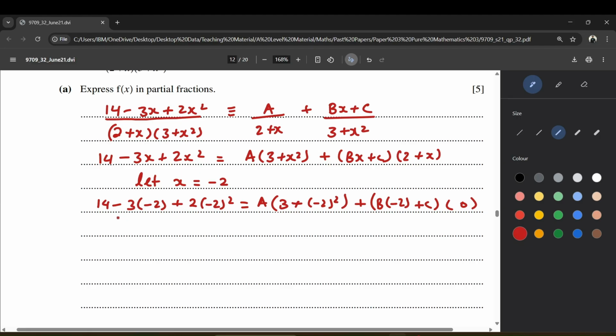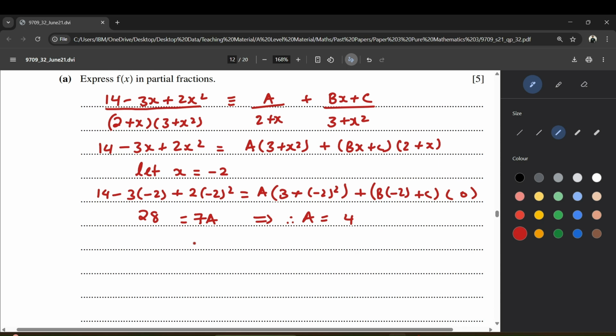So now we will simplify this. So here we have 14 minus 3 minus 2, that will be plus 6. So 14 plus 6 is 20, and 2 square, that is 4. 4 times 2 is 8. 8 plus 20, so that should give us 28. Then here we have 3 plus 4, so that should be 7a. So therefore the value of a will be 28 divided by 7, which is equal to 4. All right, so that's my first constant.